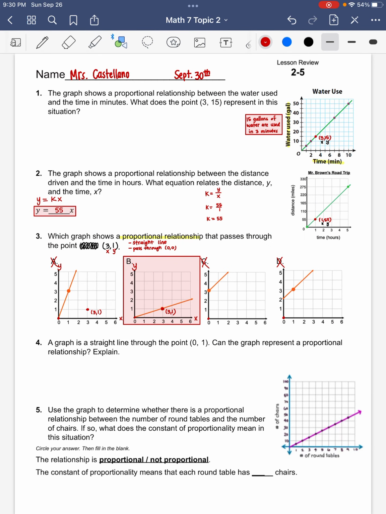This one's probably one of the trickiest ones. A graph is a straight line through the point (0, 1). Can the graph represent a proportional relationship? Explain. Well, first, I'm actually going to draw this out.